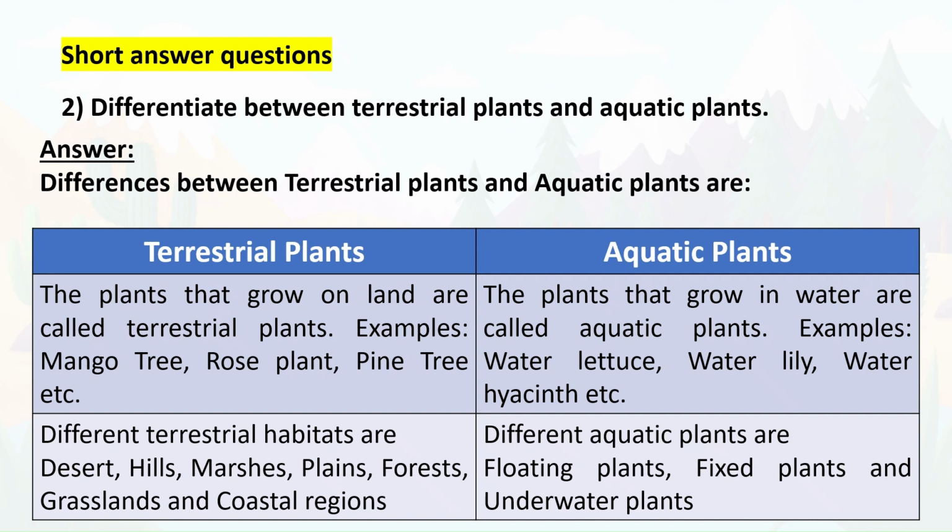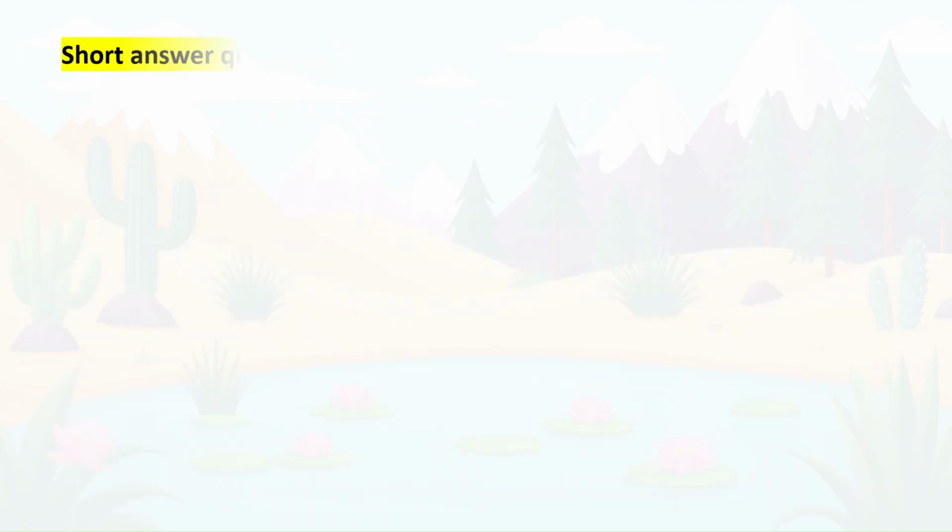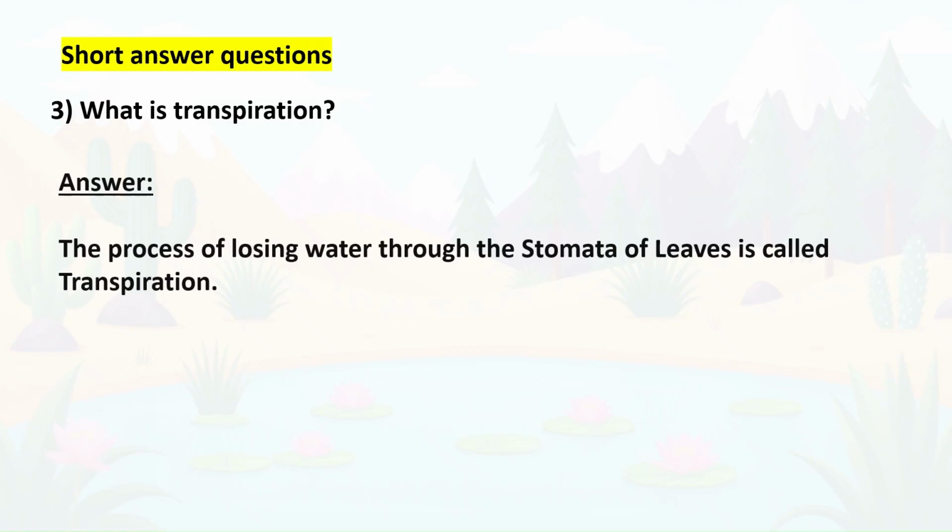Aquatic plants. The plants that grow in water are called aquatic plants. Examples: water lettuce, water lily, water hyacinth, etc. Different aquatic plants are: floating plants, fixed plants and underwater plants. 3. What is transpiration? Answer. The process of losing water through the stomata of leaves is called transpiration.